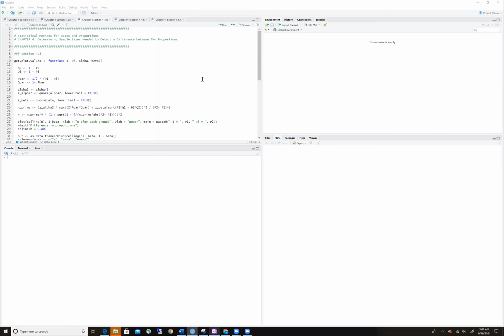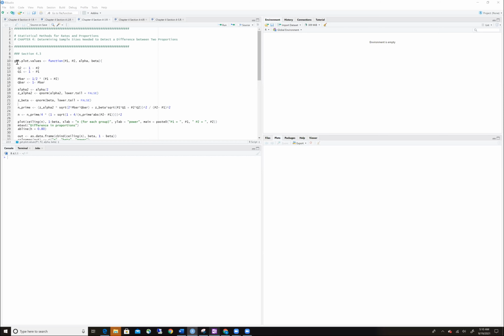Hello, everyone. We are working through Statistical Methods for Rates and Proportions, chapter 4, section 4.3. This section in our book talks a lot about using tables to calculate the power and the given sample sizes. What I'm going to do here is just use R to do the same thing.